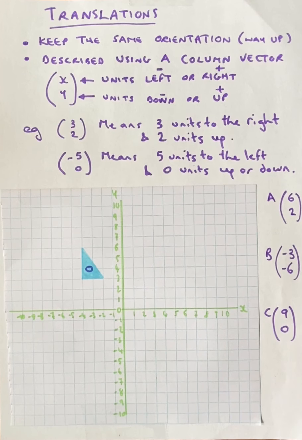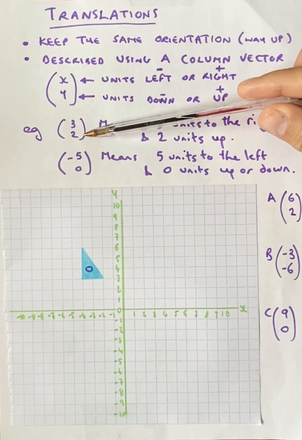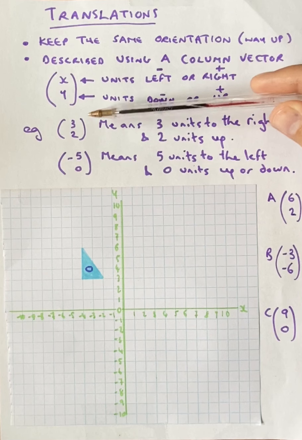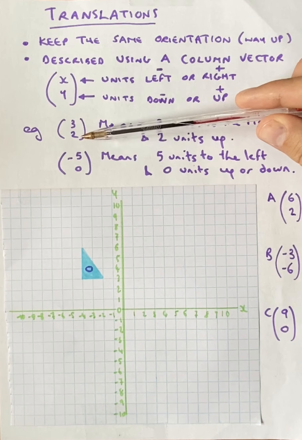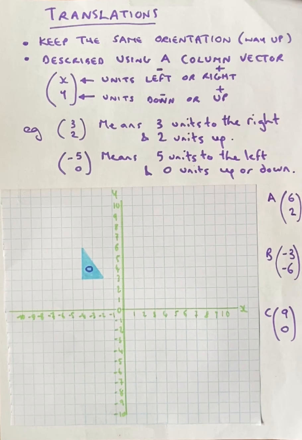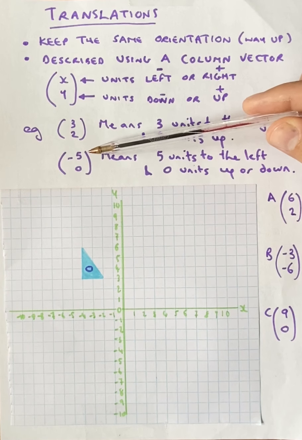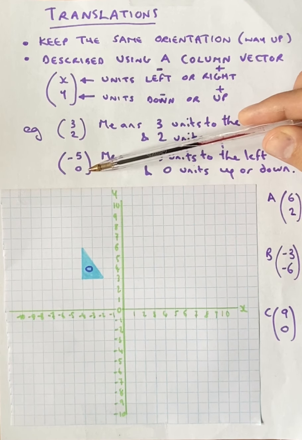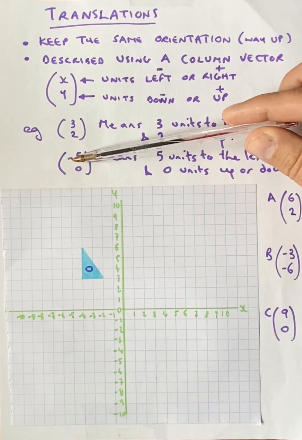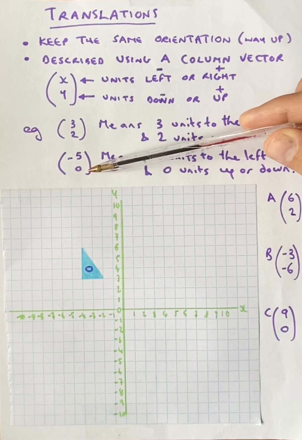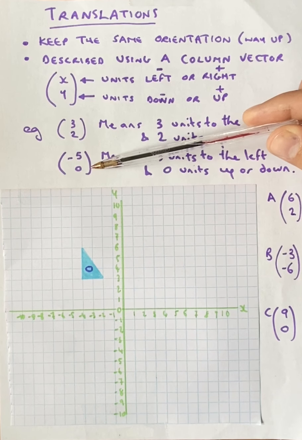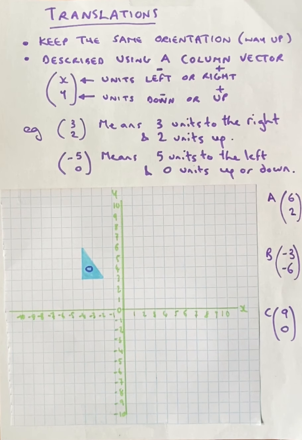So for example, if you saw a column vector of 3, 2, what that actually means is you're going to move a shape 3 units to the right, and you're going to move it 2 units up. If you saw a column vector with something like -5, 0, the minus tells you that it's going to the left 5 units, and the 0 tells you that it's not going to go up or down, it's staying in line in terms of up or down movement.